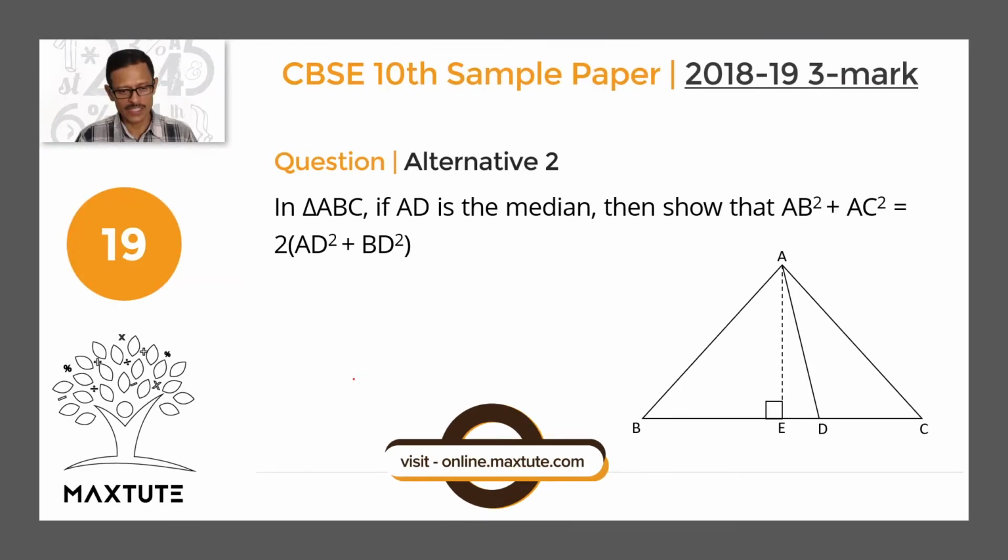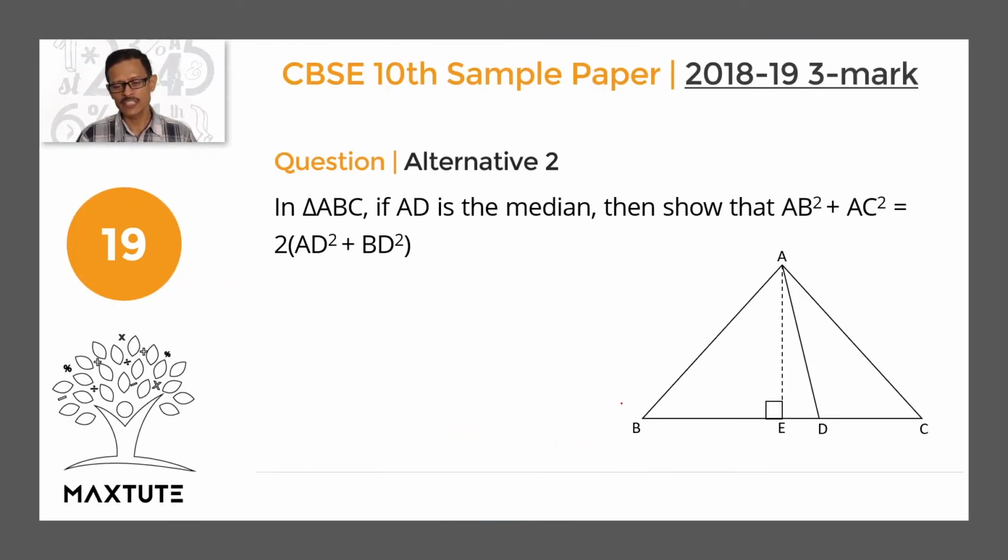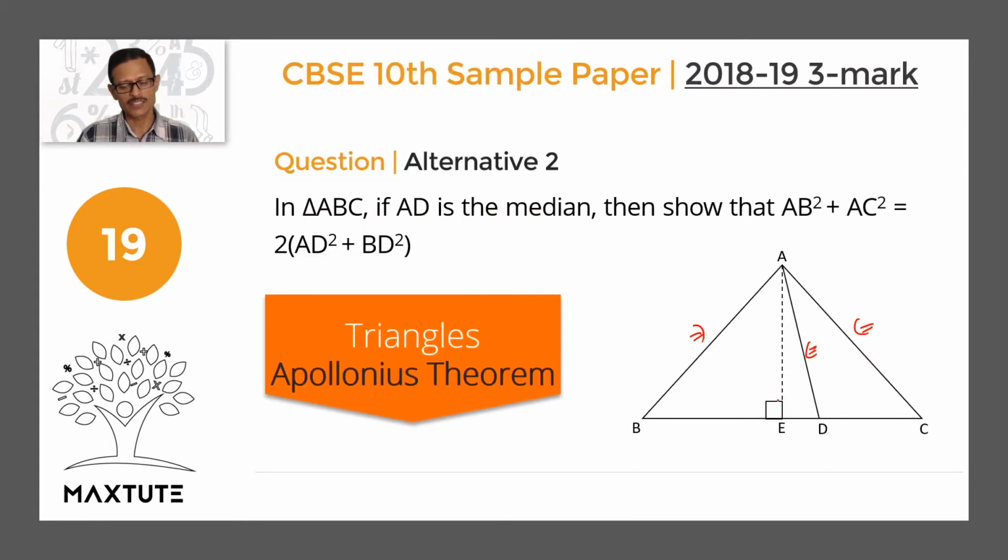Let's move to the second alternative. Second alternative, being given triangle ABC, AD is the median, which is the midpoint of BC. We need to show that AB square plus AC square is equal to 2 times of AD square plus BD square. This is also from triangles. It's a beautiful theorem which is called the Apollonius Theorem. This is usually used to compute the length of the median AD. Let's get started.